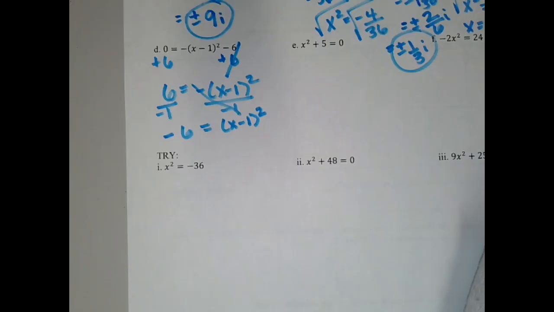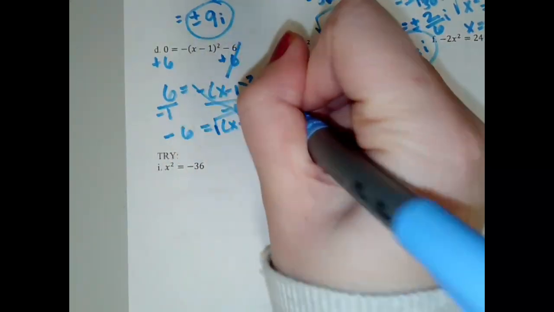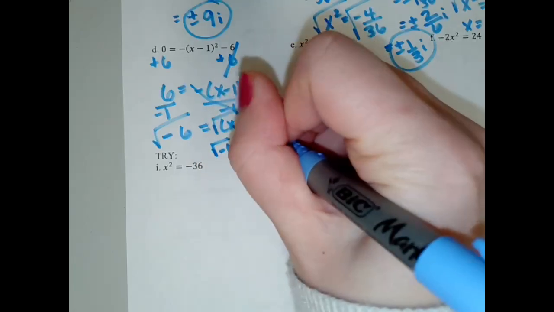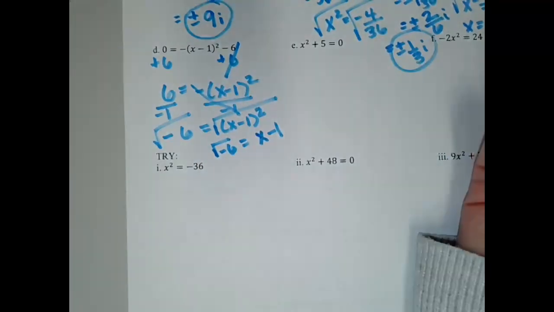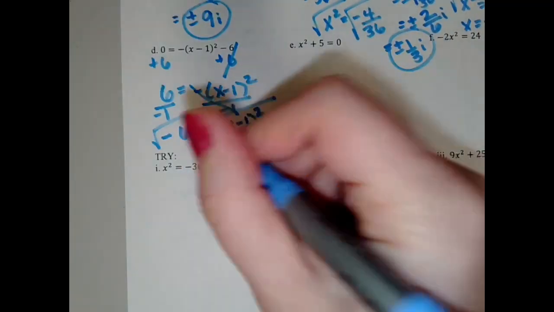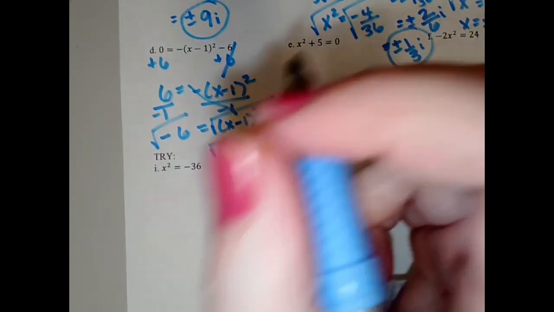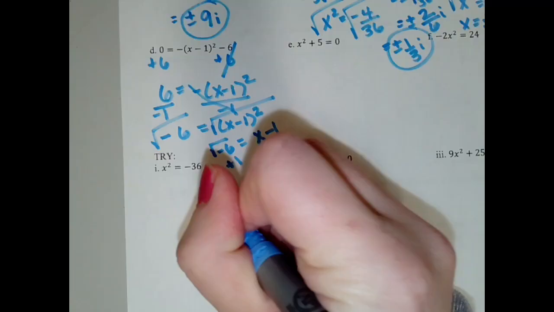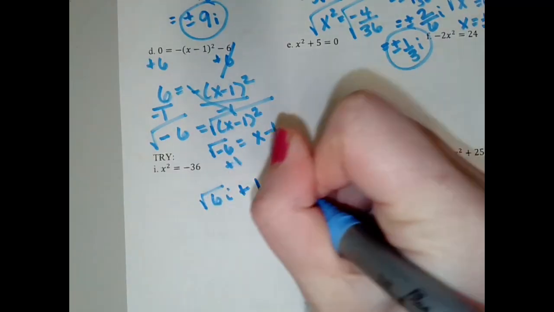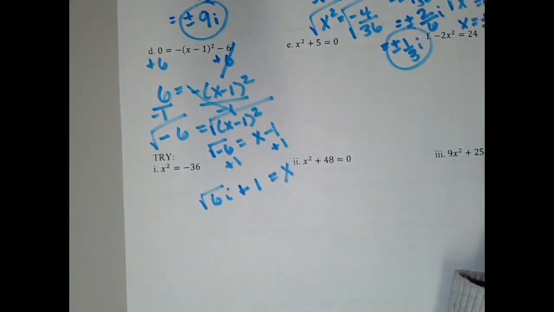I can undo what's being squared now by taking the square root. That gives me the square root of negative 6 equals, square root and square root cancel, I got x minus 1. To get x by itself, I would add 1 to each side. And I also need to simplify that square root of negative 6. So the square root of negative 6 becomes the square root of 6i plus 1 equals x.